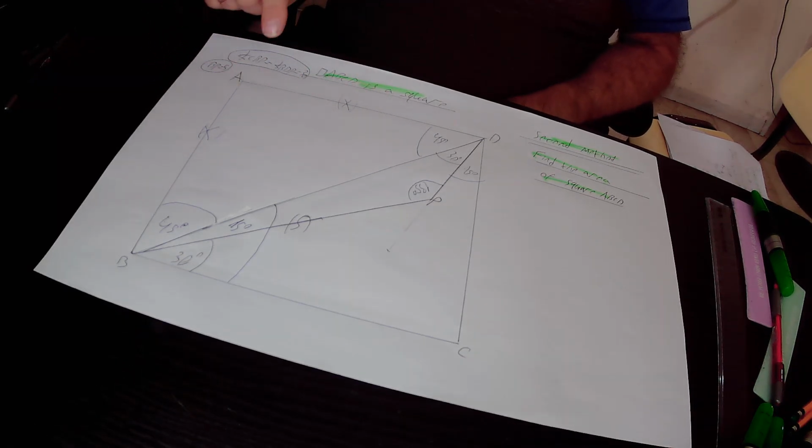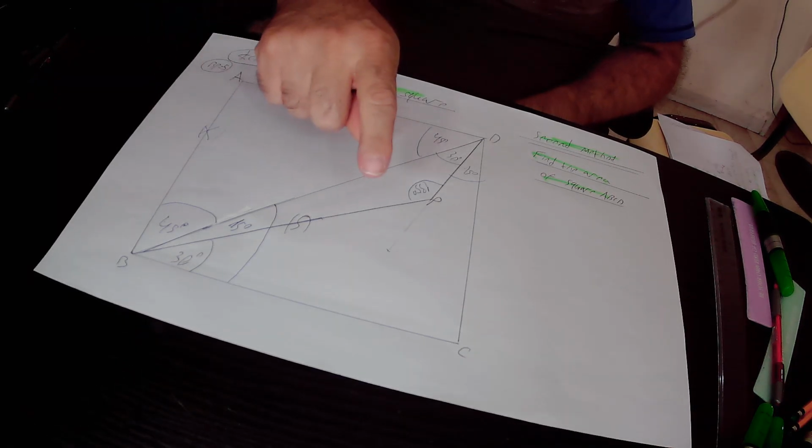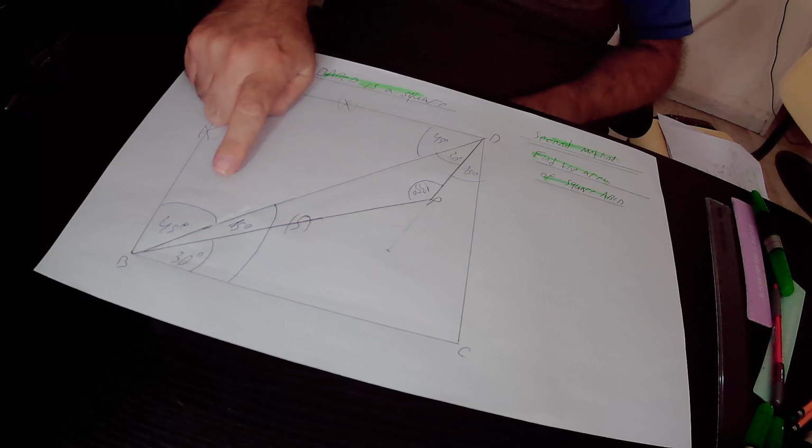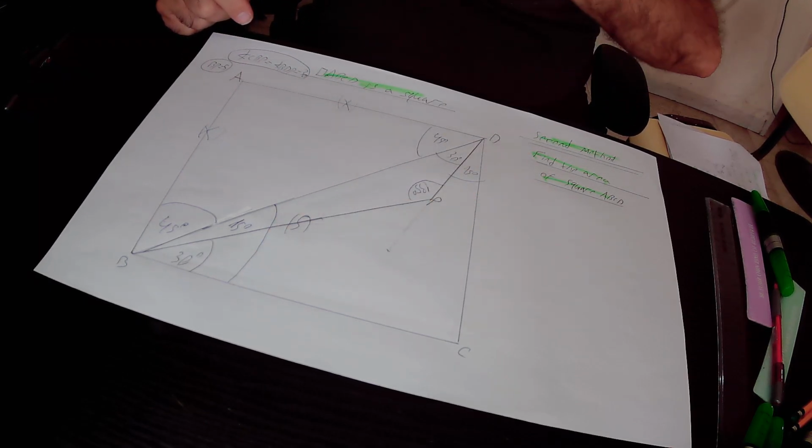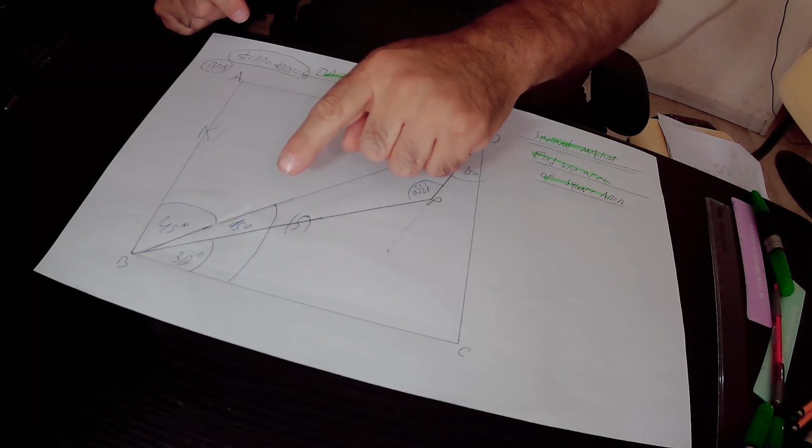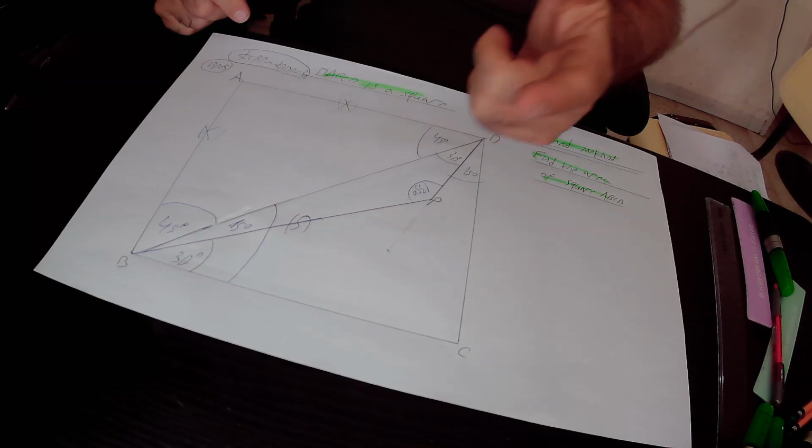Diagonal DB bisects angle ABC. This is the first half, that is 45 degrees. This is the second half, that is also 45 degrees. But this angle equals 30 degrees, and therefore this piece angle must be equal to 15 degrees in its size.